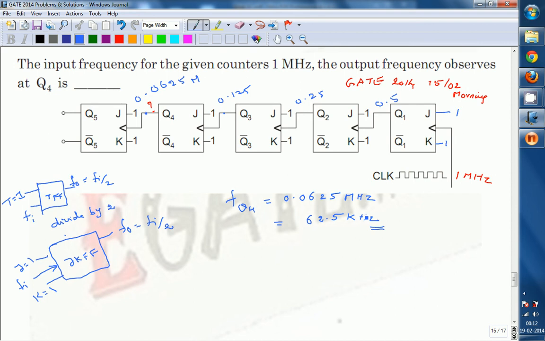The output frequency at Q4 is 62.5 kHz, and similarly you can also calculate the frequency at Q5, which is again half of that, that is 31.25 kHz. And the correct answer is 62.5 kHz. Thank you.